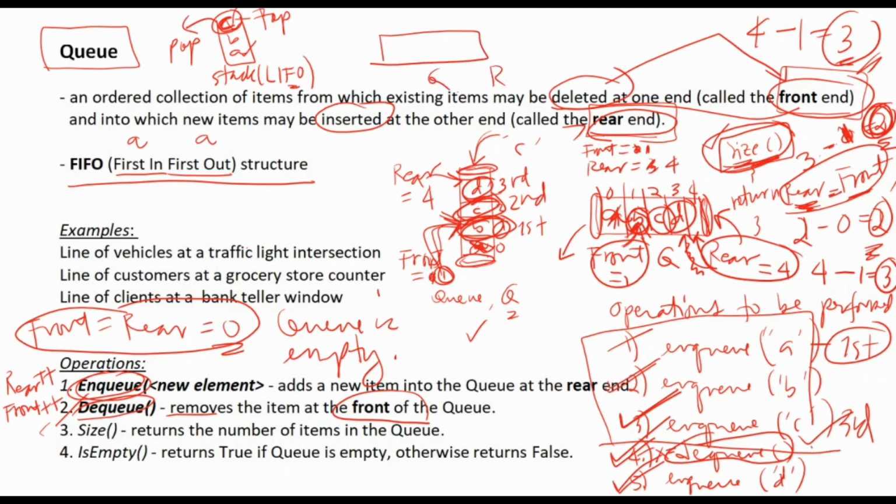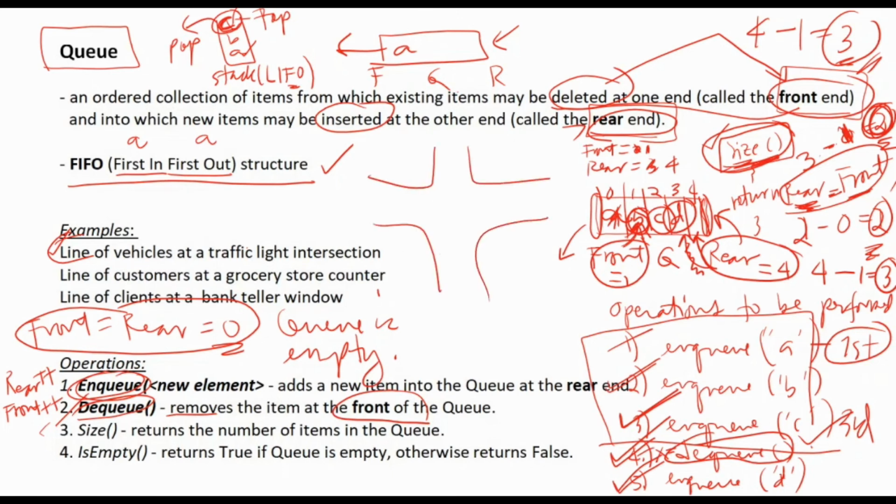But for queue, so this is our queue. This is the rear end, the front end. The first to get inside is A, is the first to get out. So again, queue is a first in, first out structure. And in the real world, we find several examples. First is line of vehicles at a traffic light intersection. This is a common example when you're on the road. So this is the traffic light intersection.